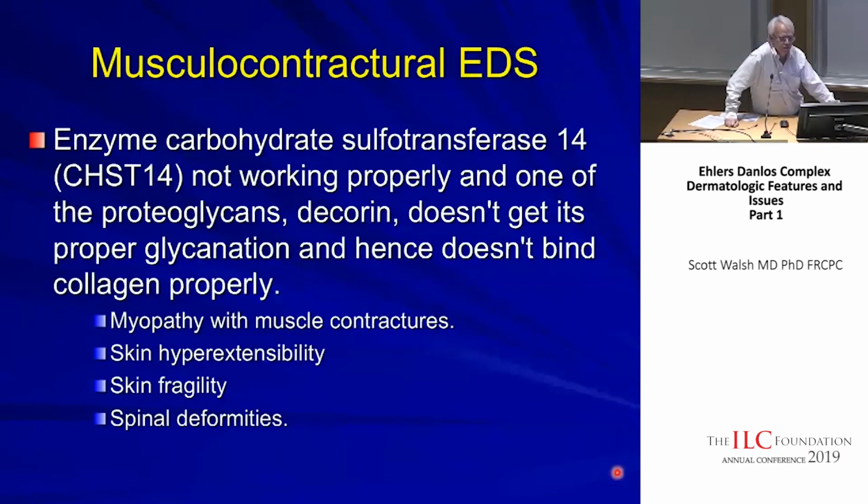And this is due to one of the molecules that moves a sugar within the matrix onto a protein that helps attach to the collagen. It's not working properly, and that's called decorin. And you get muscle problems, you get skin hyperextensibility, skin fragility, and you get bony abnormalities.